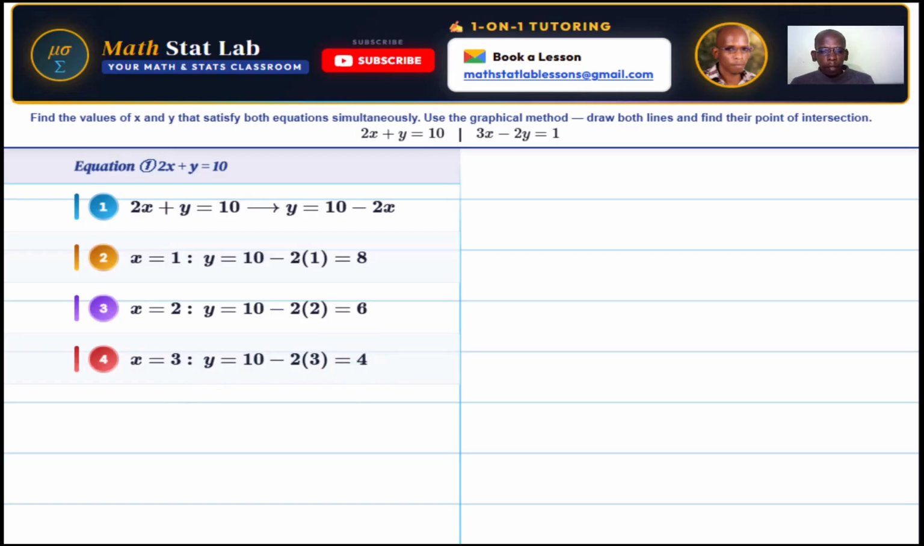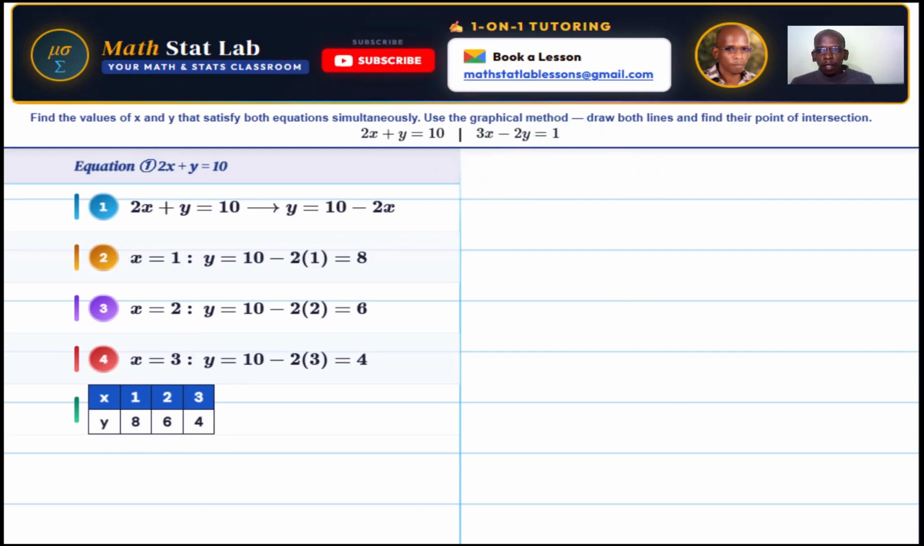And now we have 3 points which we can use to plot this line in the Cartesian plane or in the graph. And those points are (1, 8), (2, 6), and (3, 4). Then we can do the same for the second equation.